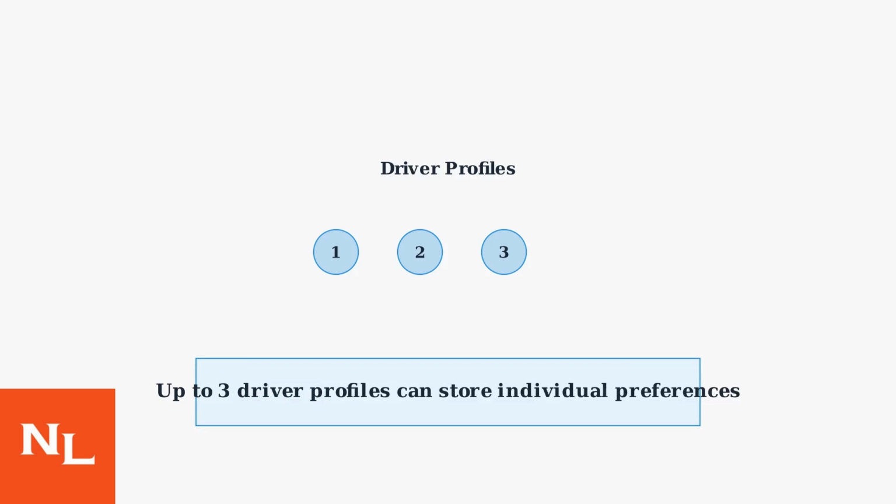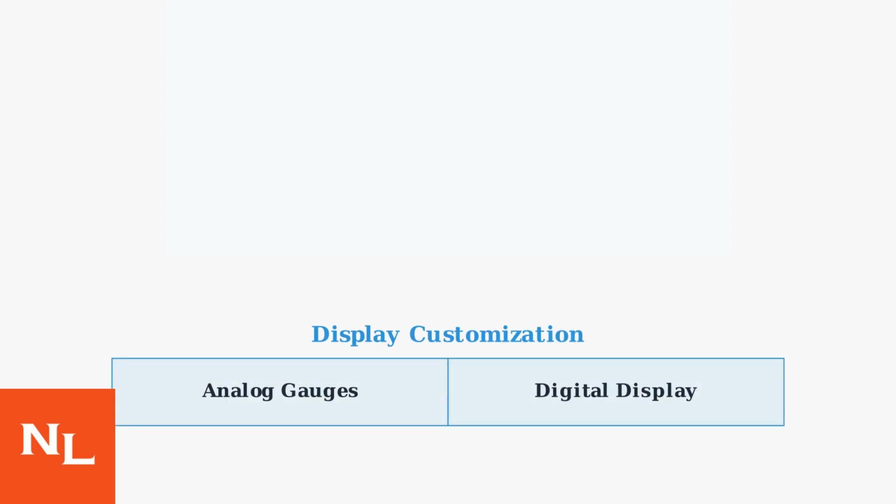Your Toyota can store up to 3 different driver profiles, each with individual meter preferences and settings. Toyota instrument clusters offer extensive display customization options. You can choose between traditional analog gauges or modern digital displays for your speedometer and tachometer.